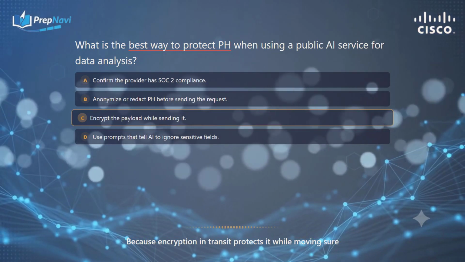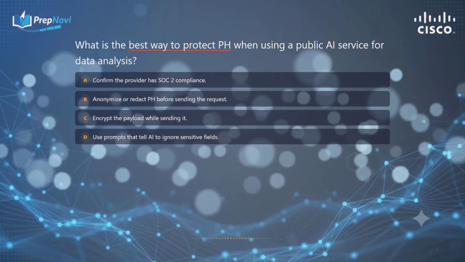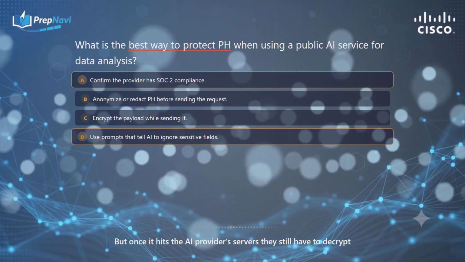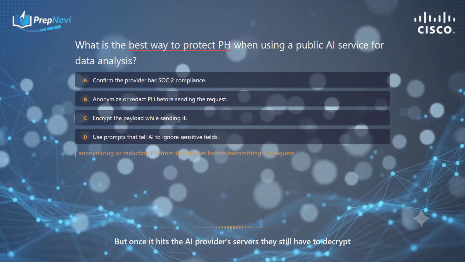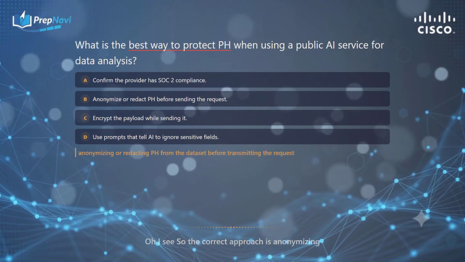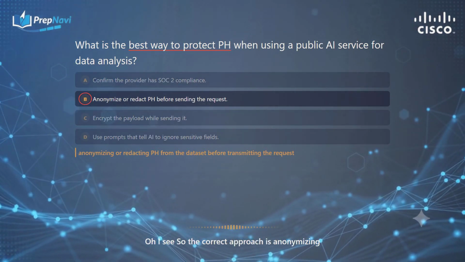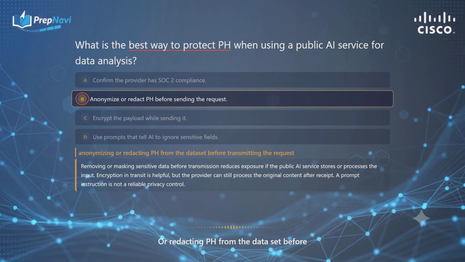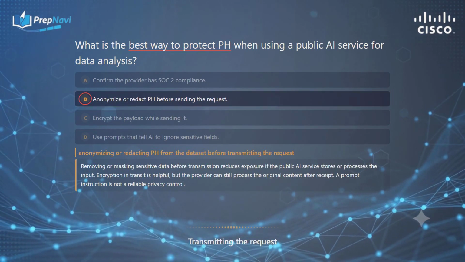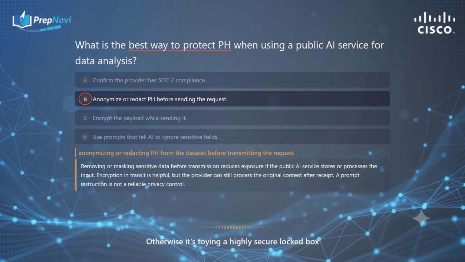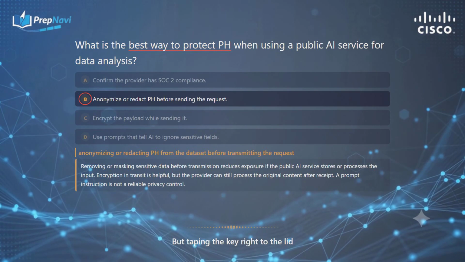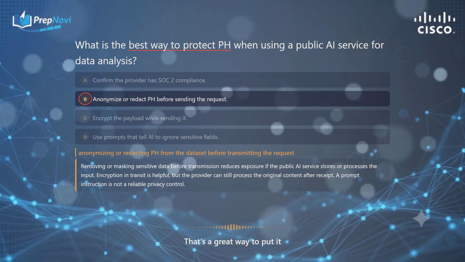Because encryption in transit protects it while moving, sure, but once it hits the AI provider's servers, they still have to decrypt the payload to actually process your prompt. Oh, I see. So the correct approach is anonymizing or redacting PHI from the dataset before transmitting the request. You got it. Just strip the sensitive stuff out entirely. Otherwise, it's like mailing a highly secure locked box, but taping the key right to the lid. That's a great way to put it.